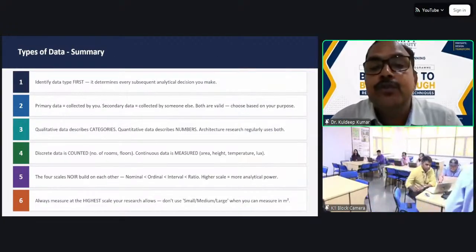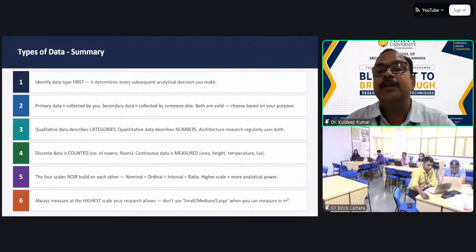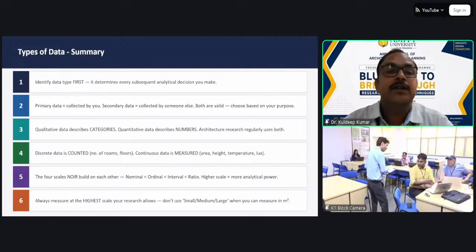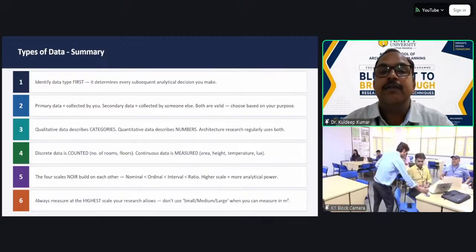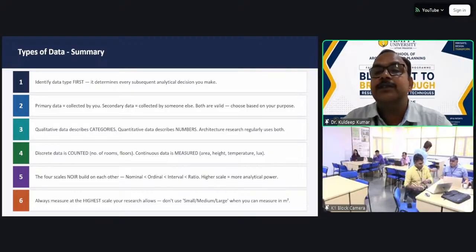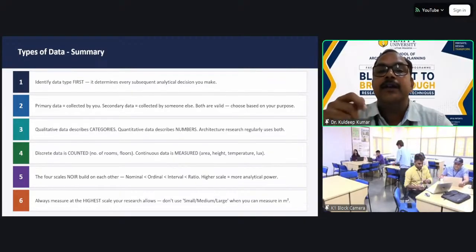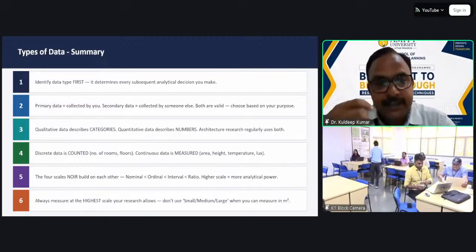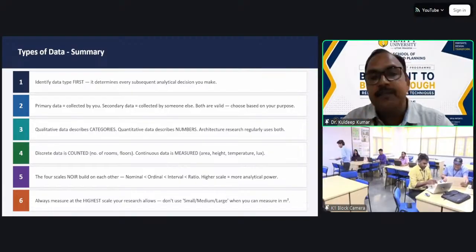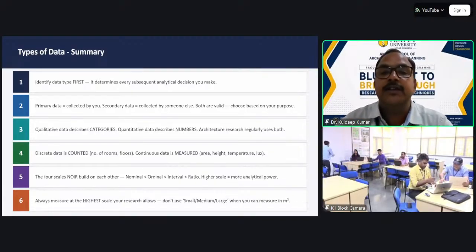So before we move to the next part, that is the scaling method, let's summarize what we have seen in the types of data, or these are the takeaways. Takeaway 1, always identify your data first. It determines every subsequent analytical decision, like which scale to use, which statistical test to apply. If you get this wrong at the start, then the error will cascade throughout your entire study.